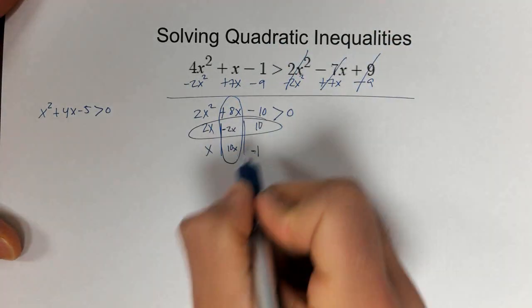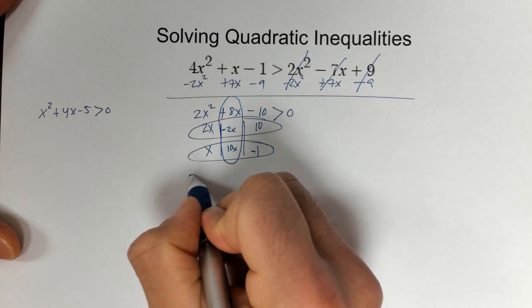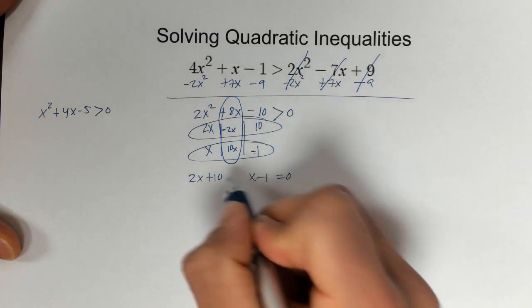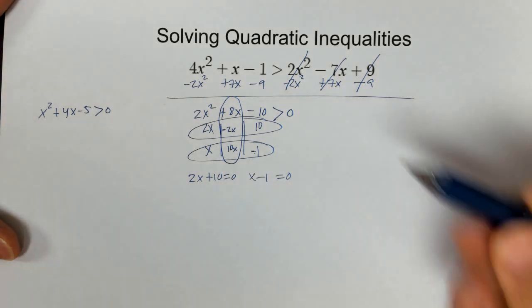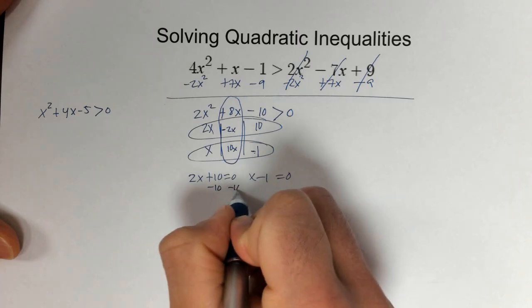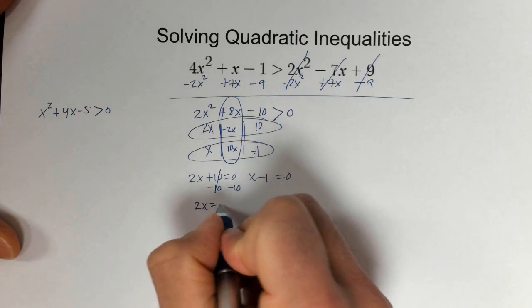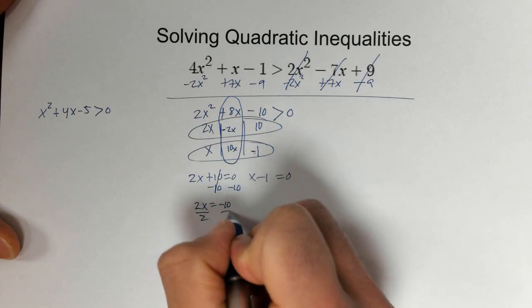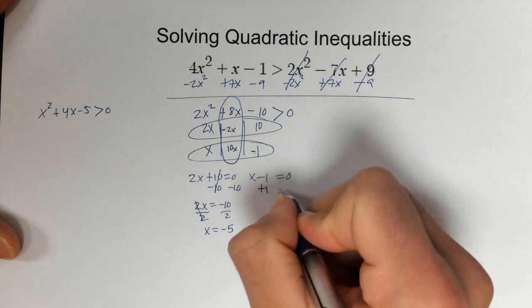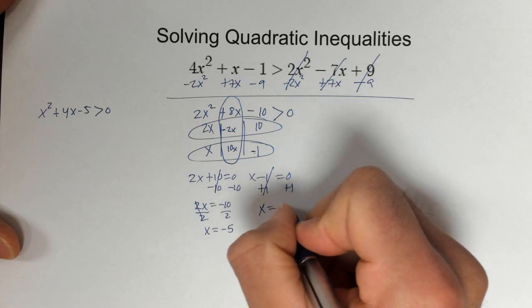So my two factors are 2x plus 10 and x minus 1. And I'm solving for x here, right? I'm replacing the inequality with the equal symbol. And as I solve for x, I get 2x equals -10, divide by 2, x equals -5. When I move the 1 over, this gives me x equals 1.